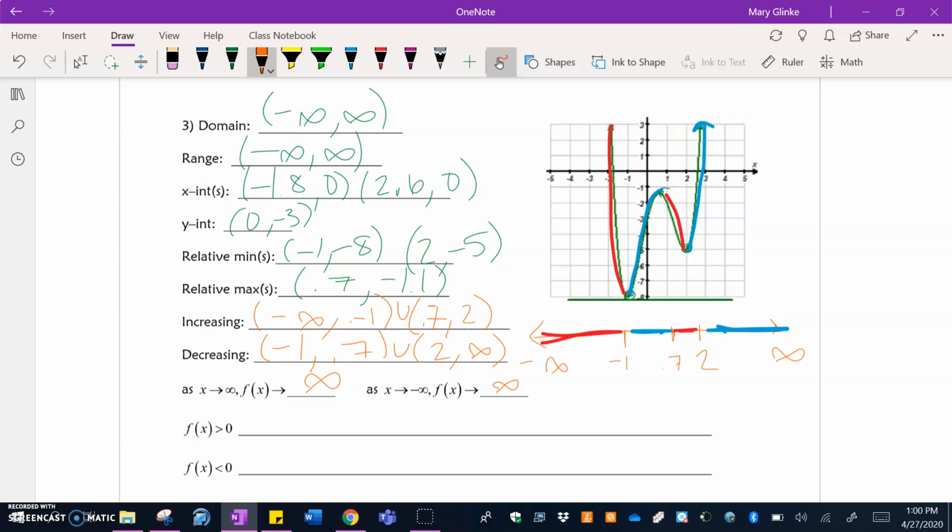For the greater than and less than, we're looking for where our graph is above the x-axis, which will have 2 spots, and then below will only have 1. And I'll go ahead and post that so you can check your answers there.